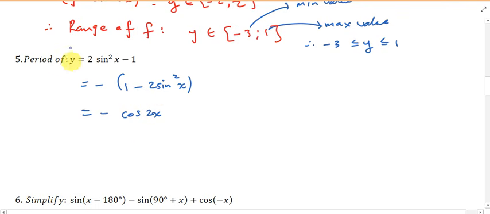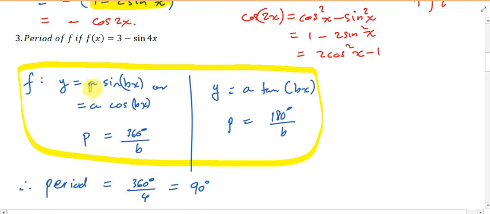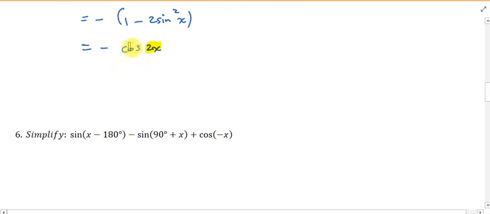Now we want the period of this graph. You need to focus on this 2x here, because I've given you the rules on top. Remember, if something is in the form a sin bx or a cos bx, then the period is just 360 degrees divided by b. In this case, the period of this graph will be 360 degrees divided by 2, which is equal to 180 degrees.